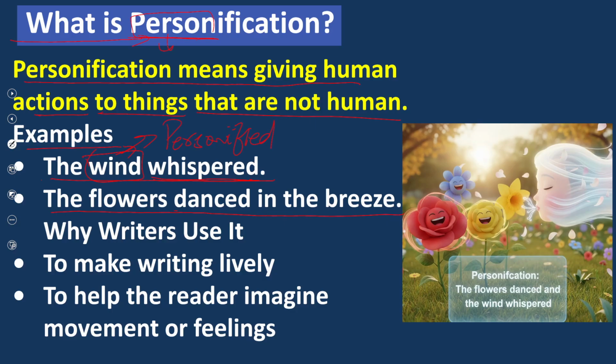Now, the other example: the flowers danced in the breeze. The British say dance, but the American says this word as danced. The flowers danced in the breeze. So we can pronounce it in both ways. Yes, the flowers danced in the breeze. Here, look at this. Flowers are not humans, not living beings, but dancing is the quality of humans or living beings. Here, the writer has given the human quality of dancing to the flowers. So we can say that the flowers are personified.